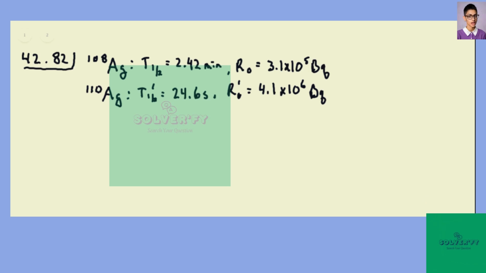42.82. So we're hitting some silver with neutrons, and it produces the two isotopes, silver 108 and silver 110, denoting the silver 110 things with the primes. They have these half-lives and these initial activities. And so what we want to do is make a semi-log plot that shows the total combined decay rate as a function of time from t equals 0 when we stop irradiating it to t equals 10 minutes.